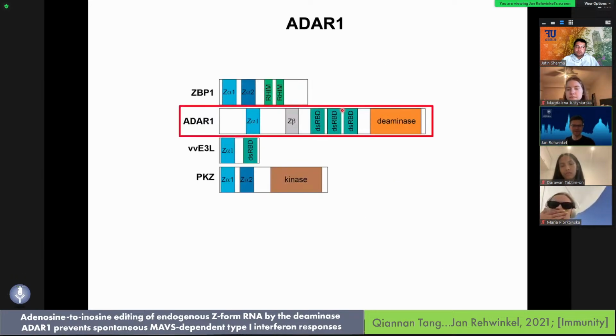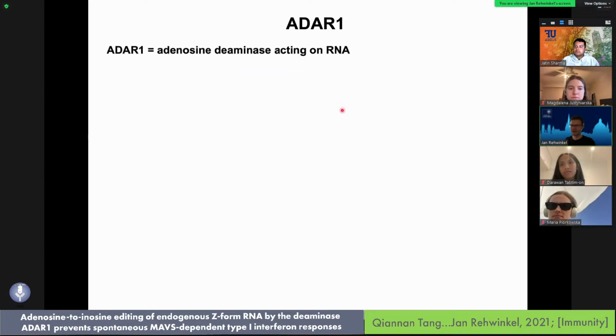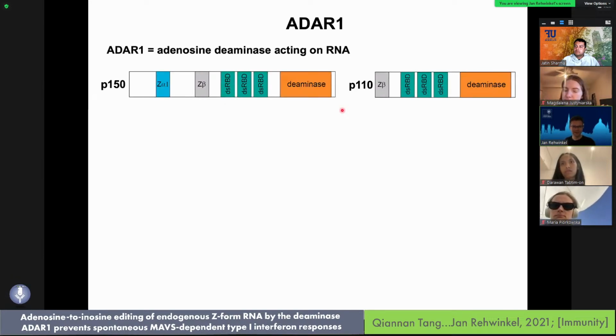Now, because this work has been published quite a long time ago, and because you so specifically invited me to speak about our work on ADAR1, I'll move on to that swiftly and tell you about this protein. ADAR1 is an abbreviation for adenosine deaminase acting on RNA. This protein comes in two isoforms. There is a longer isoform called P150, which has a Z-alpha domain near the N-terminus. And then there's a shorter form called P110 that's lacking this N-terminal portion, but is identical in the C-terminal portion.